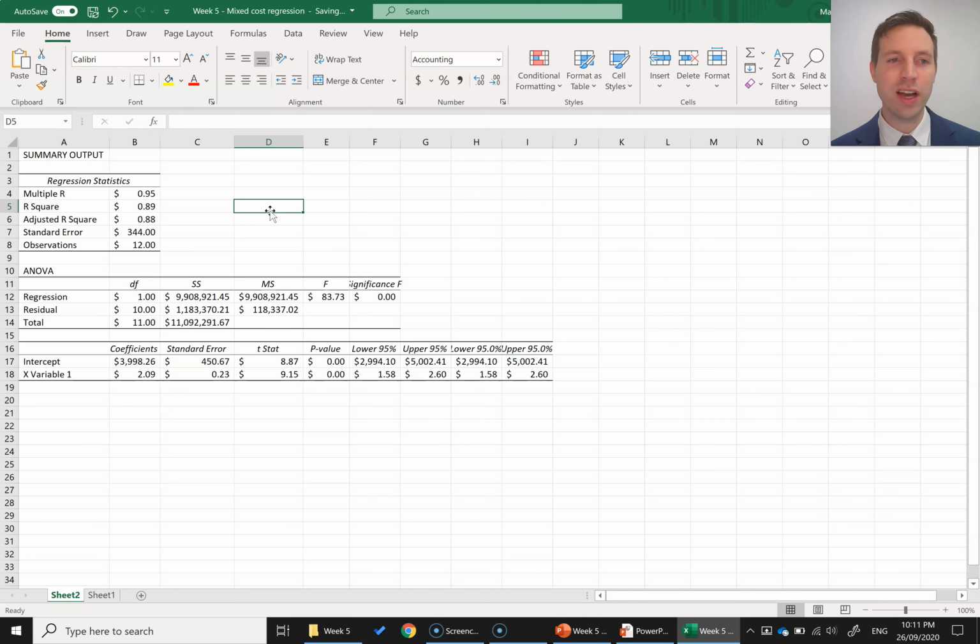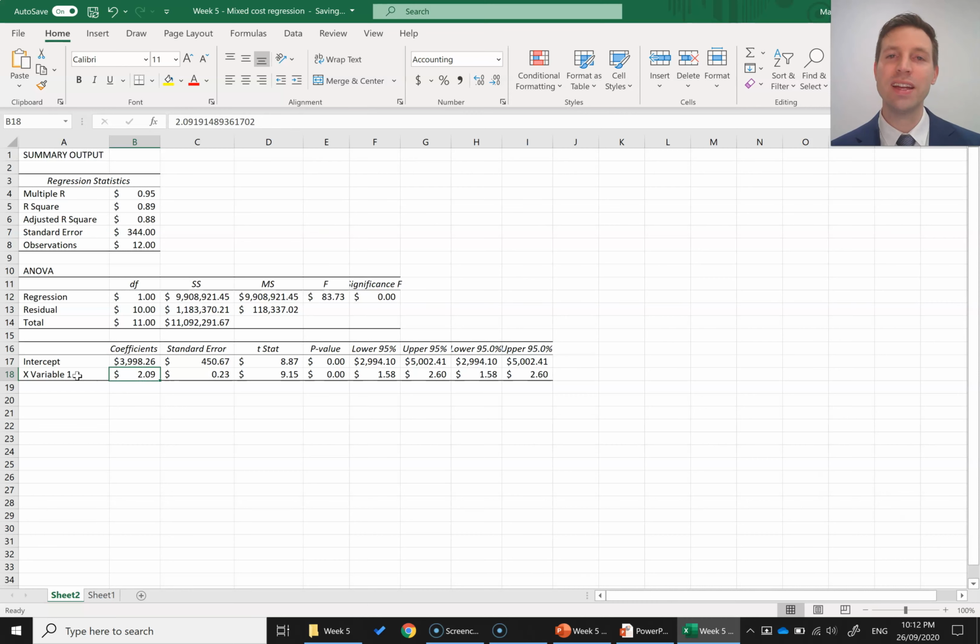So we've got our regression output here, and I'm going to go down to this term here. It says intercept. Remember when we looked at the mixed cost figure and we said the intercept point is our fixed cost. So the coefficient is 3,998. That will be our fixed cost. The intercept is the fixed cost. And then the x variable, that would be the slope of the line, or our variable cost. So the coefficient is $2.09.